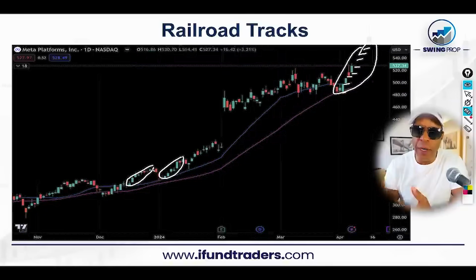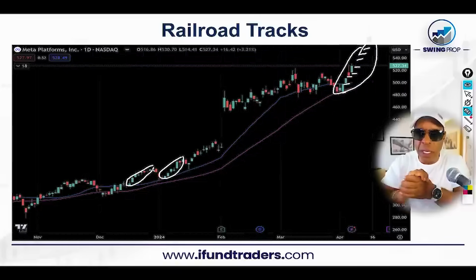The swing trader does not want to sit through a pullback. The swing trader wants the fluid swing and out. The swing trader wants a precision entry, a swing and out.